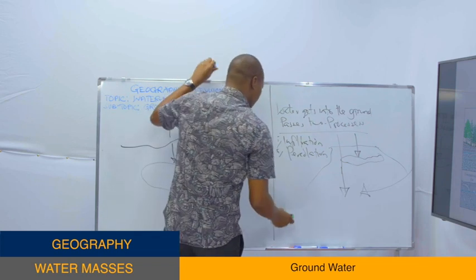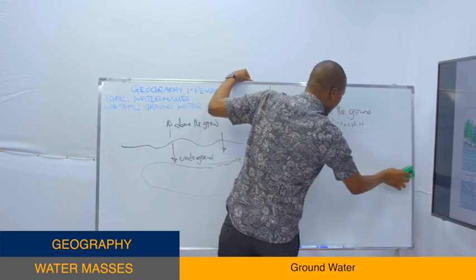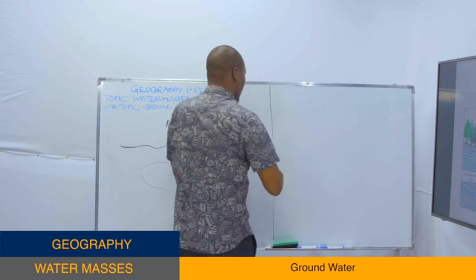Then from there, we said water gets into the ground passing two types of processes.